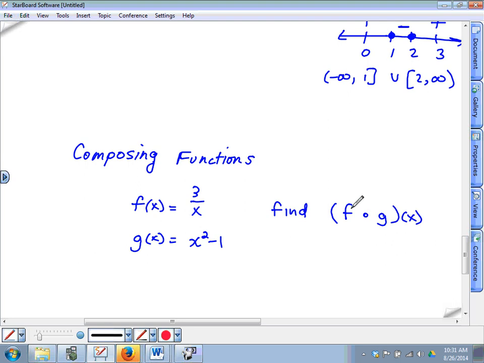What does this really mean? This means f of g of x. That's what it really means. Well, what the heck does that mean? That means that the g function goes inside the f function anywhere that you see an input. So for the f function, here's the input. So f of g of x is going to become 3, and instead of dividing it by x, it becomes x squared minus 1. That would be the composite function.